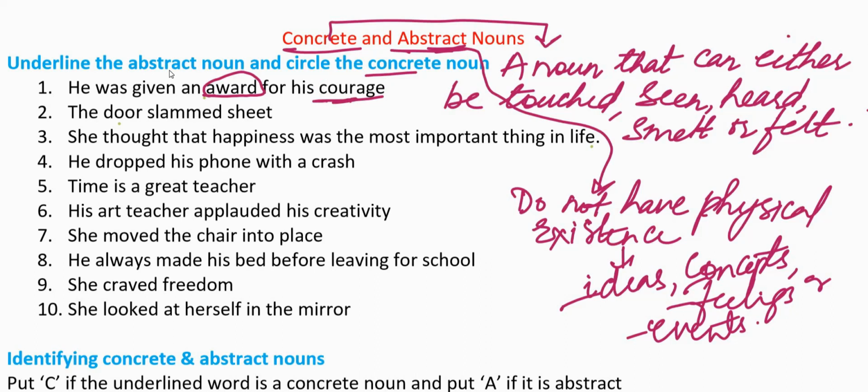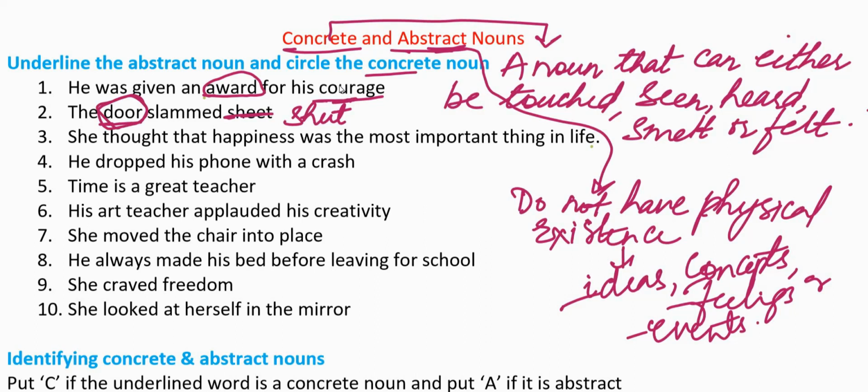The door slammed. Sorry, this is not shut, this is shut. Can you identify any abstract noun? Is there any concept, idea or feeling in this sentence? No. Do we have any concrete noun? Yes. Door is a concrete noun because it has a physical existence. You can touch, you can hear when the door shut.